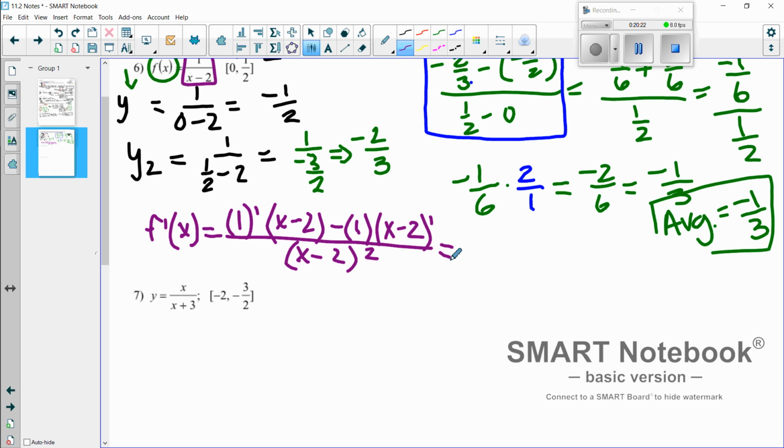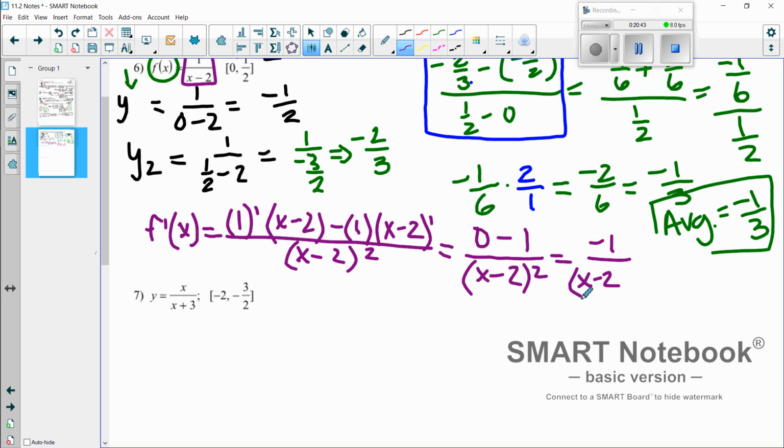Now let's apply the derivative, and it looks like we're getting 0 on that left term, minus 1 times 1, which is just 1, okay? And then this is all over x minus 2 squared, and this is going to equal negative 1 over x minus 2 squared.